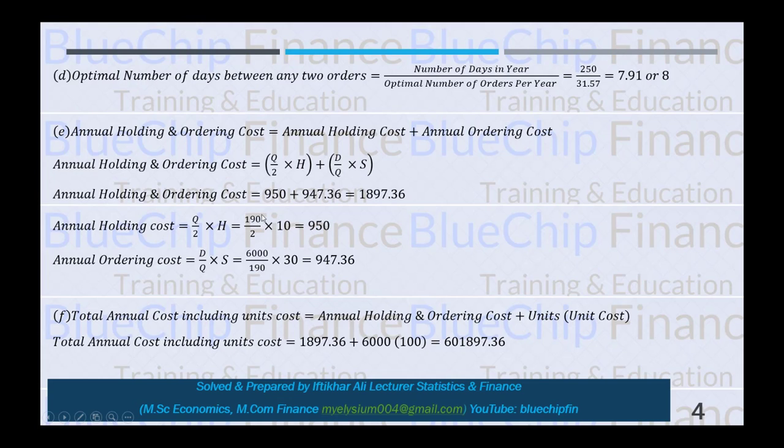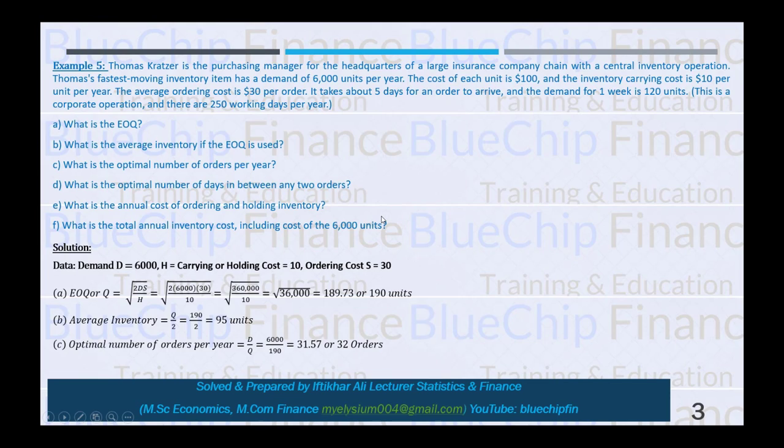So total holding and ordering cost: Q by 2 multiplied by H is calculated here. Your economic order quantity is 190 divided by 2 multiplied by your holding cost of 10, and that equals 950. Whereas annual ordering cost is always equal to D divided by Q multiplied by S. Your demand is 6,000, your economic order quantity is 190, and your ordering cost is 30. So 947.36, and when you sum up these two, your result will be 1897.36.